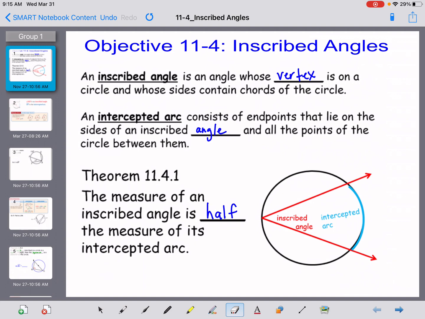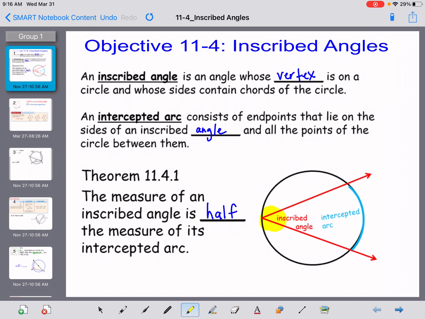All right, so objective 11-4, inscribed angles. An inscribed angle is an angle whose vertex is on a circle and whose sides contain chords of the circle. An intercepted arc consists of endpoints that lie on the sides of an inscribed angle and all the points on the circle between them. Theorem 11.4.1 tells us that the measure of an inscribed angle is half the measure of its intercepted arc.